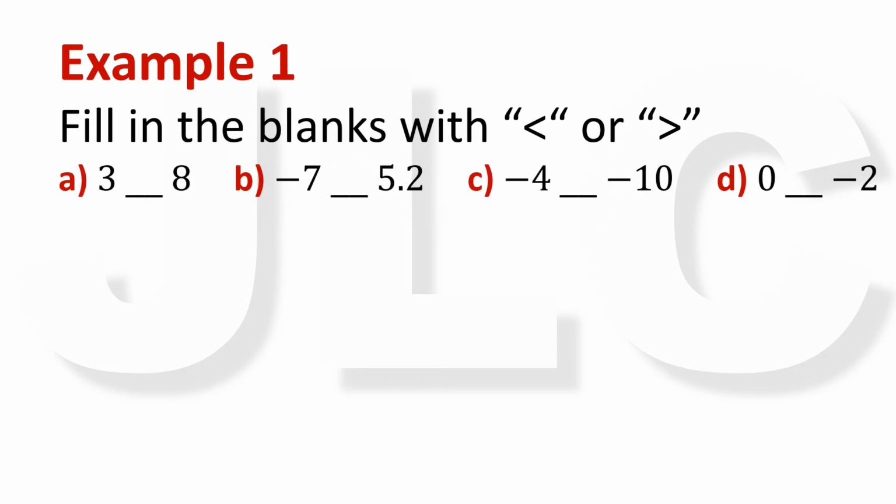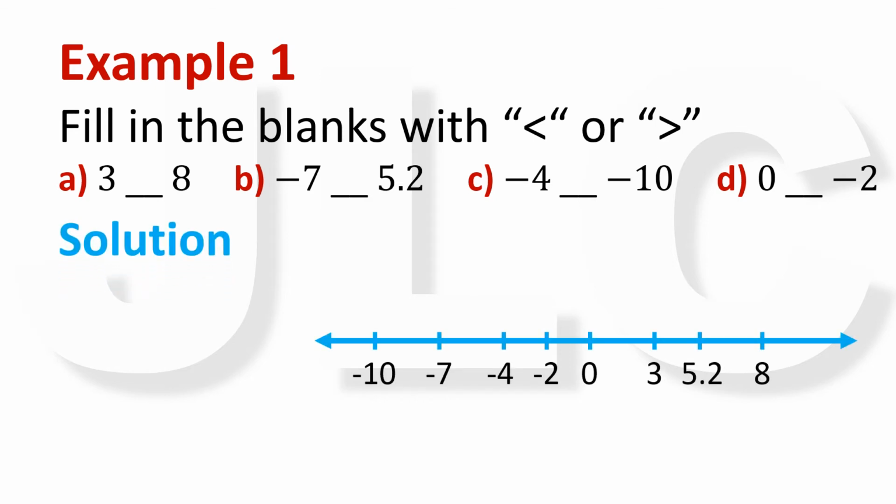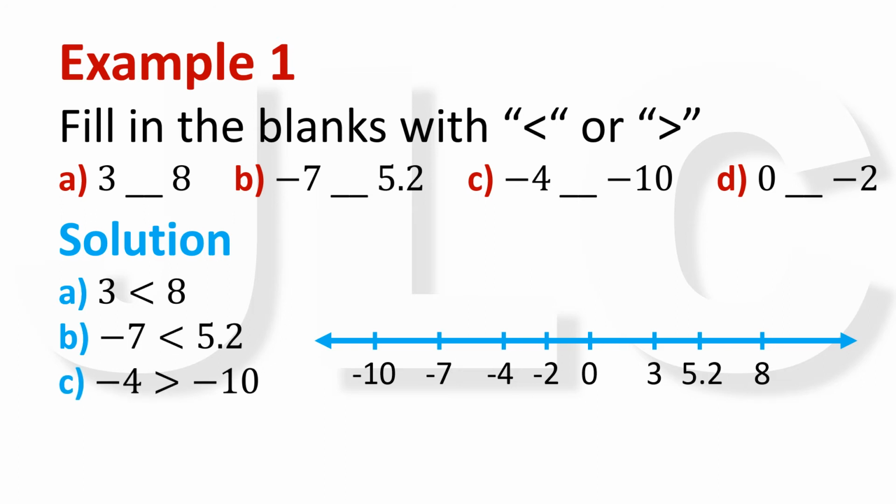Example 1. Fill in the following blanks with less than or greater than symbol. Referring to the number line, we can easily tell that 3 is less than 8 because 3 is farther left than 8. Negative 7 is less than 5.2 because negative 7 is farther left than 5.2. Negative 4 is greater than negative 10 because negative 4 is farther right than negative 10. 0 is greater than negative 2 because 0 is farther right than negative 2.